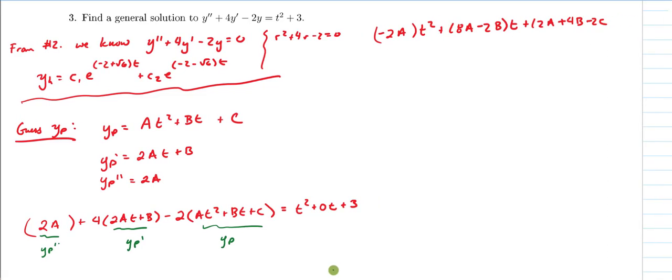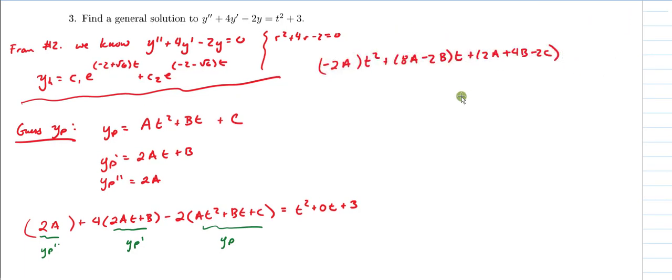And all of this needs to equal, let me scoot that over, sorry folks, let's scoot that over here. That needs to equal t squared plus 0t plus 3. And so making a positioning argument that we've made many times before in this class, we get that minus 2a needs to equal 1, where the coefficient in front of this t squared term needs to equal the coefficient in front of this.